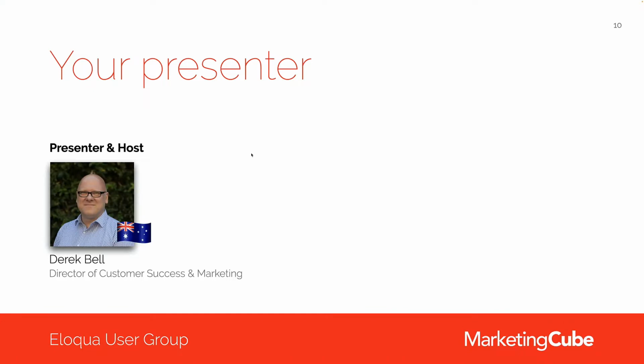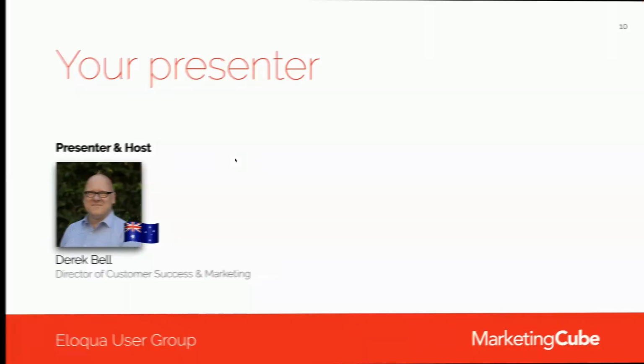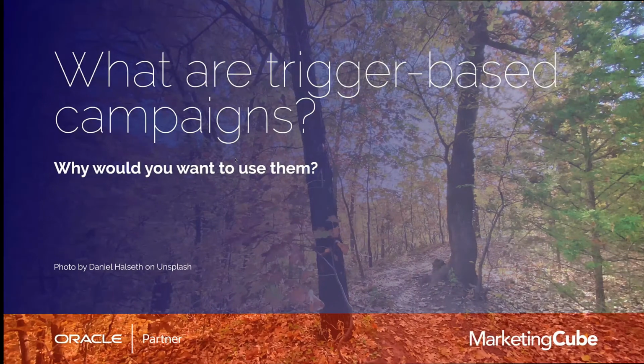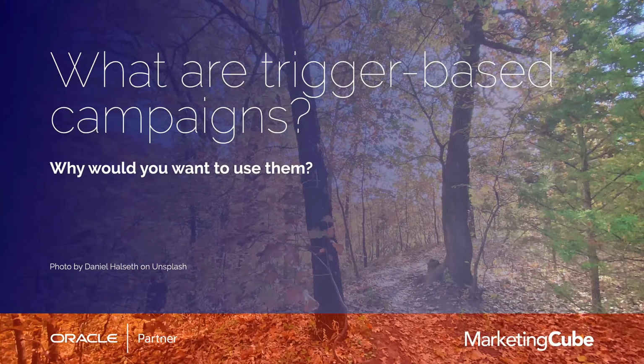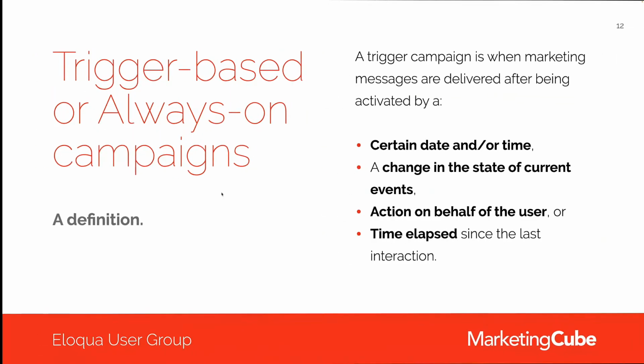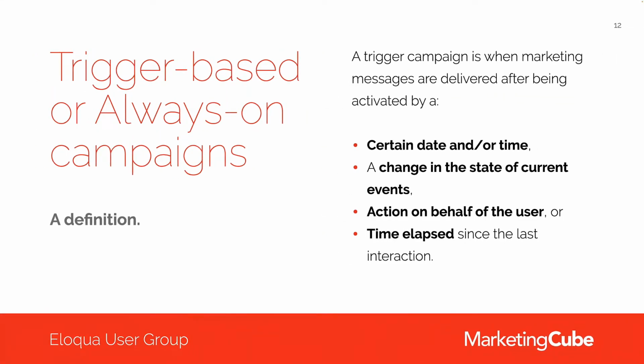So let's jump in and look at the first point, which is defining these trigger-based or always-on campaigns and some examples of how you might use them. If you have any suggestions or ideas, please feel free to throw them into the Q&A or the chat, and I'm sure they'll add to the discussion as we move through. The first step is to define what we mean by trigger-based or always-on. There are a range of definitions that could be used, and you can certainly Google and might come up with a similar one to the one that I found.